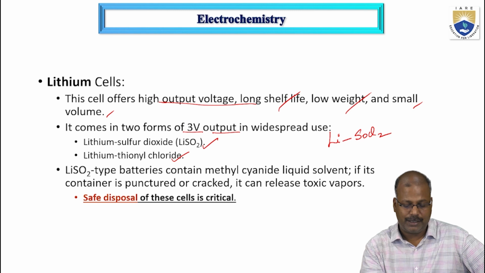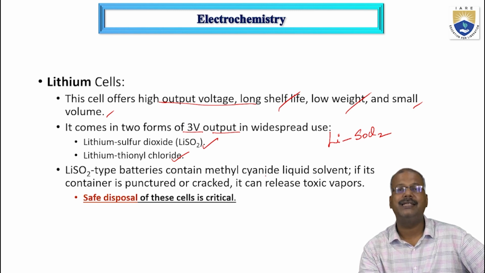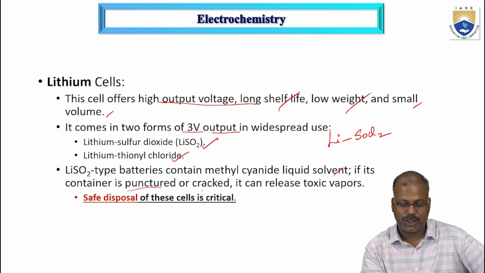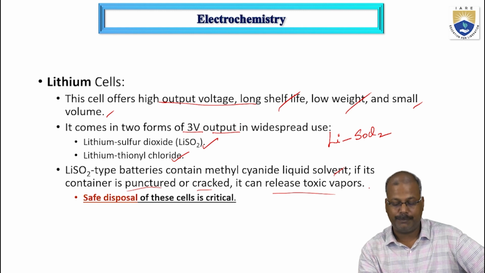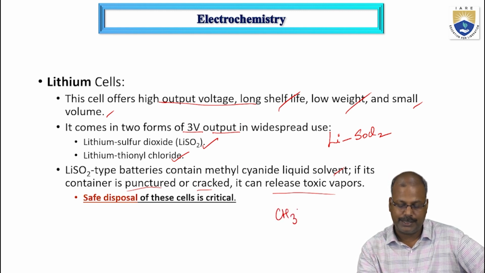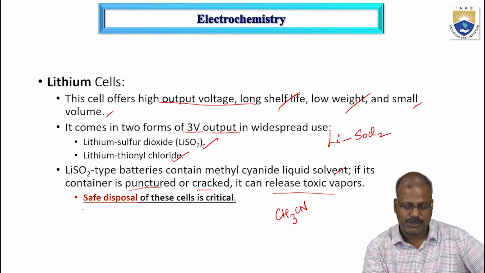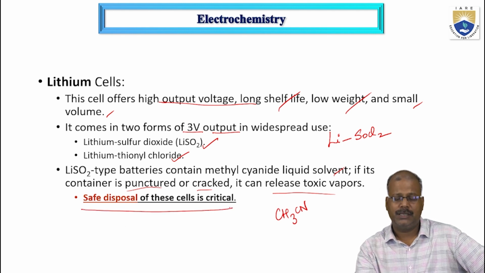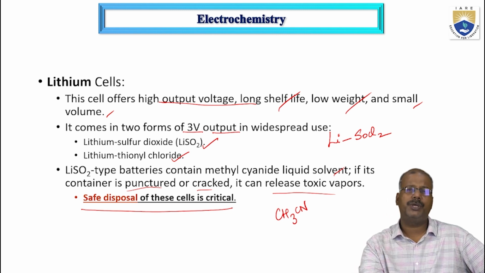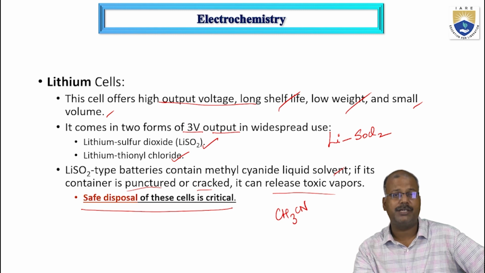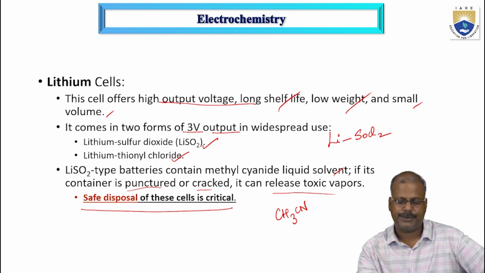Again, lithium sulfur dioxide type batteries contain methyl cyanide liquid solvent, which, if the container is punctured or cracked, can release toxic vapors. The vapors of methyl cyanide are not good for the environment, and it is very dangerous. So safe disposal of these cells is critical. Lithium cells are primary cells, so once you have used them, you have to dispose of them, or you should have a safe disposal of these cells. Then you can utilize these cells.